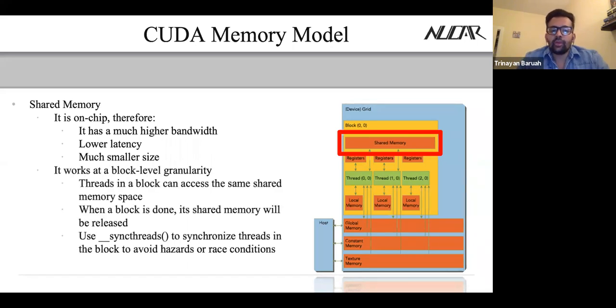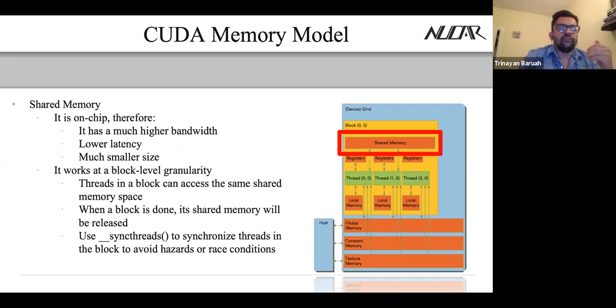And shared memory works at the level of a block. The key concept to remember here is that all threads that are part of the same block can access the same shared memory address space. So remember the concept: you have a grid, and this grid can have multiple blocks. Each of the threads that are part of a block can access the same shared memory. And when the block finishes, so all the threads are executed, the shared memory will be released.